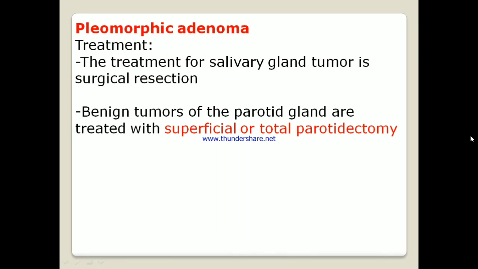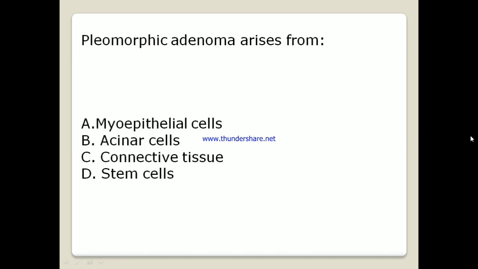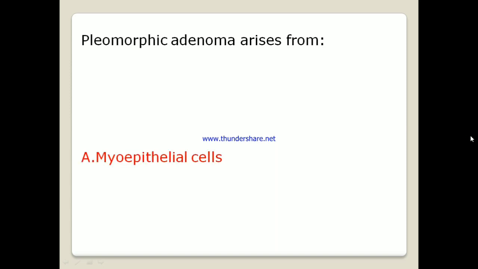Pleomorphic adenoma. Treatment. The treatment for salivary gland tumor is surgical resection. Benign tumors of the parotid gland are treated with superficial or total parotidectomy. Pleomorphic adenoma arises from: A. myoepithelial cells, B. acinar cells, C. connective tissue, D. stem cells. Pleomorphic adenoma arises from myoepithelial cells.